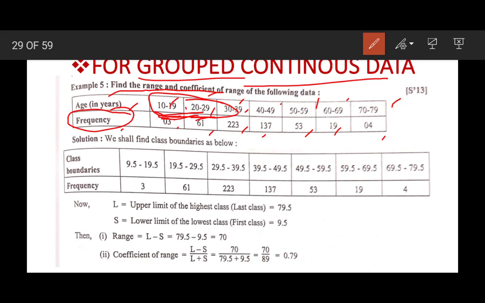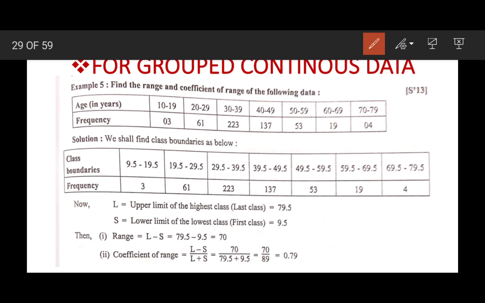Then what about 19.4, 19.8? All these values are missing. So in that case, first we have to convert these class intervals from exclusive form, that is, make them inclusive type of class intervals. Inclusive means continuous. So for that, I am going to subtract 0.5.